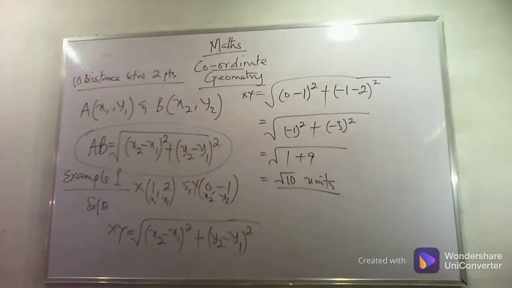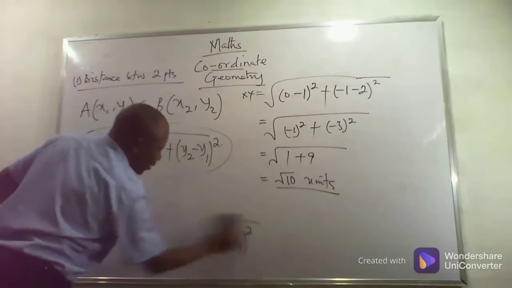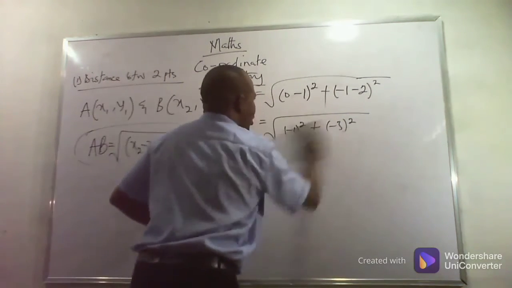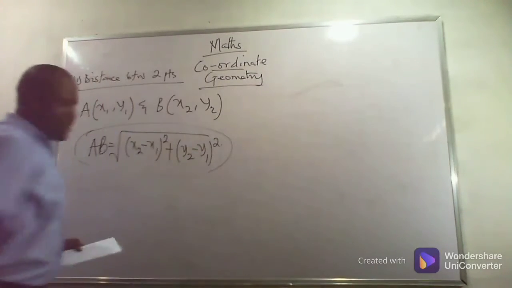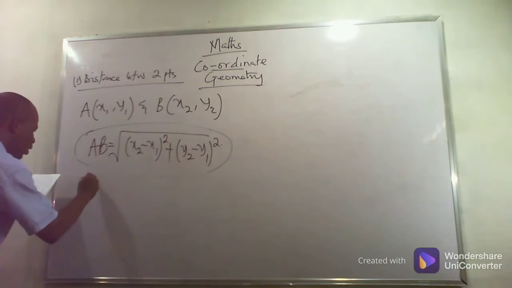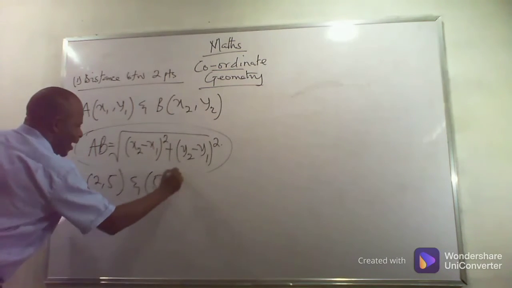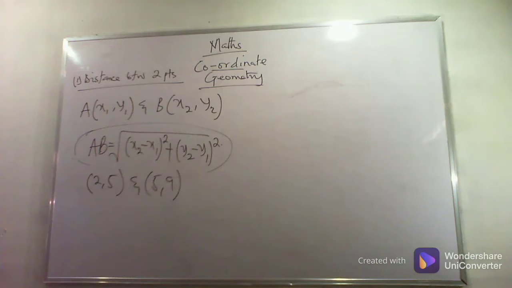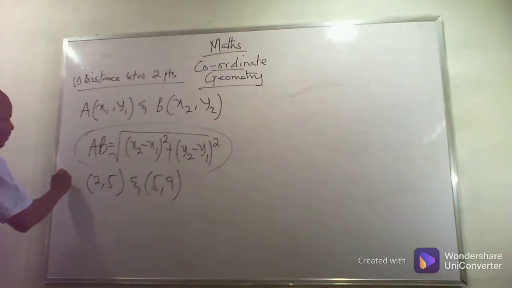Okay. Let's consider another question. Let's say number 2. I want to leave the formula on the board so we can always make reference to it. The question reads this way. The question says, find the distance between points (2, 5) and (5, 9). They did not even name these points. They just say, find the distance between points (2, 5) and (5, 9). This is example number 2.